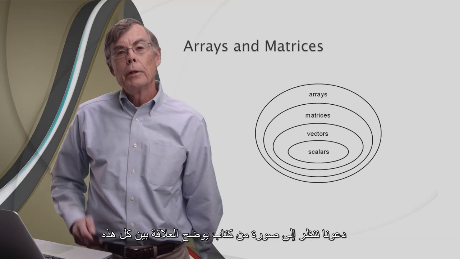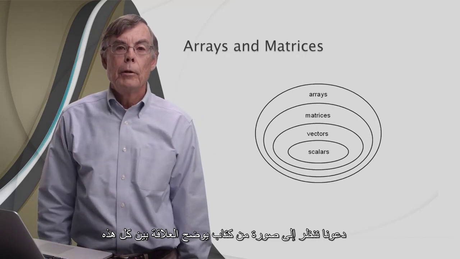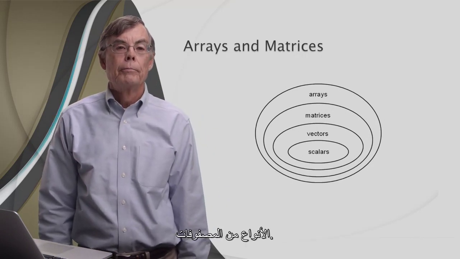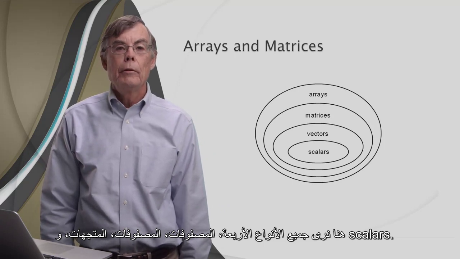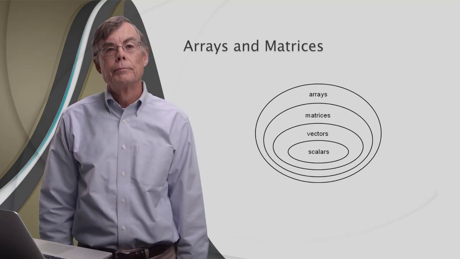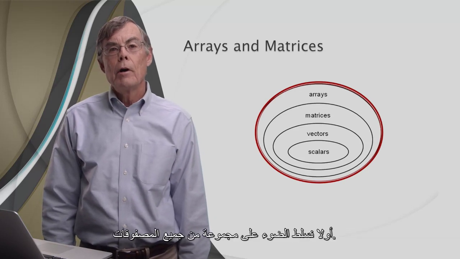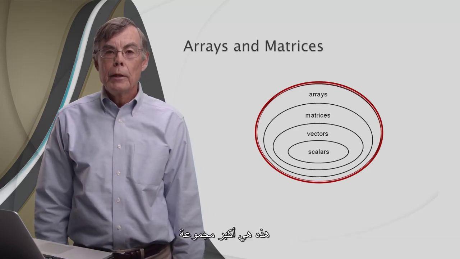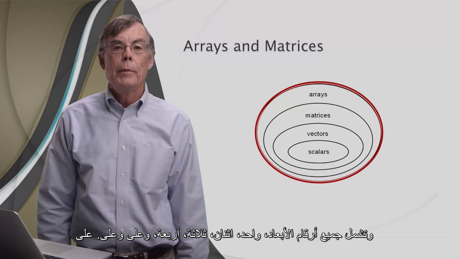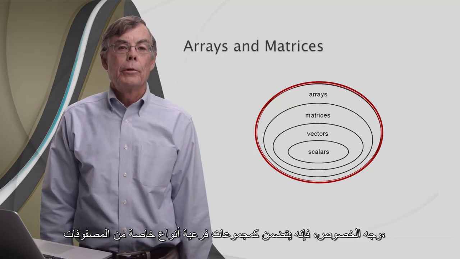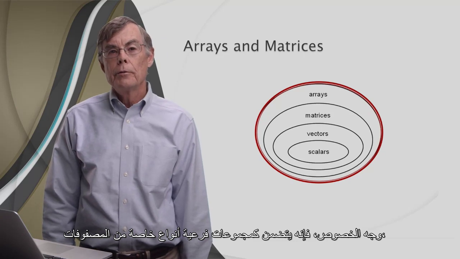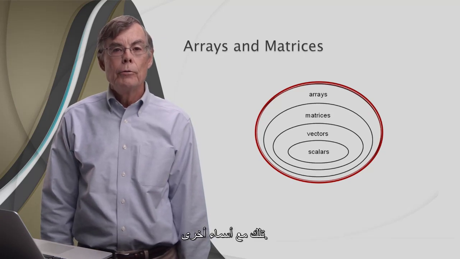Let's look at a picture from the book that shows the relationships among all these types of arrays. Here we see all four types: the arrays, the matrices, the vectors, and the scalars. First, we highlight the set of all arrays. This is the biggest set, and it includes all numbers of dimensions: 1, 2, 3, 4, and on and on. In particular, it includes as subsets the special types of arrays, the ones with other names.